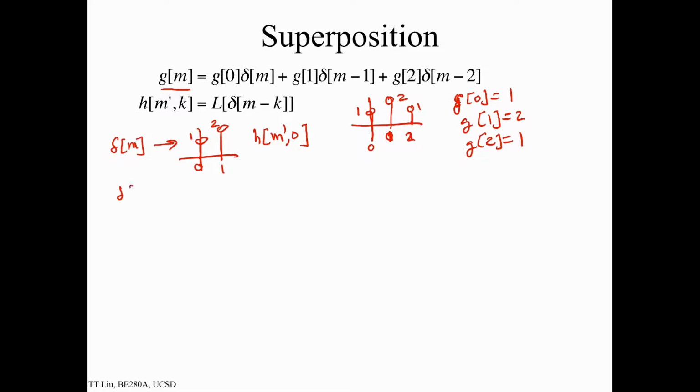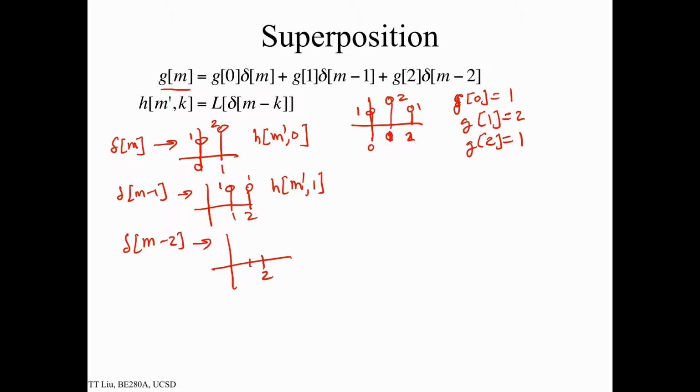So now let's look at if we have delta m minus 1, and let's say in this case, there's a slightly different impulse response. So these are 1, 1, and this would correspond to h of m prime, 1. And we could also look at delta of m minus 2, giving rise to another impulse response. Let's say it has 1 and 1/2.